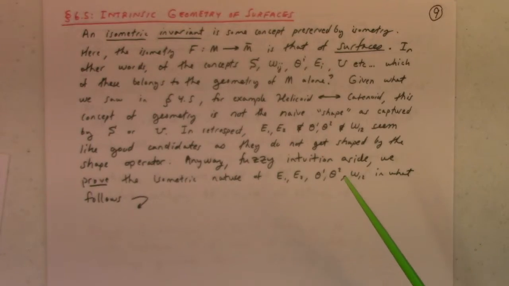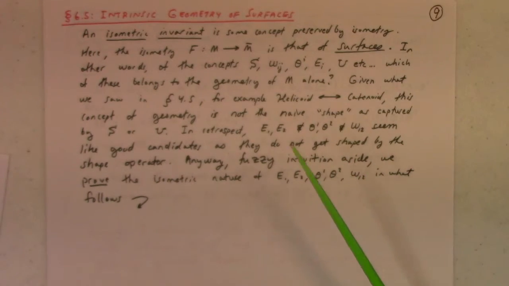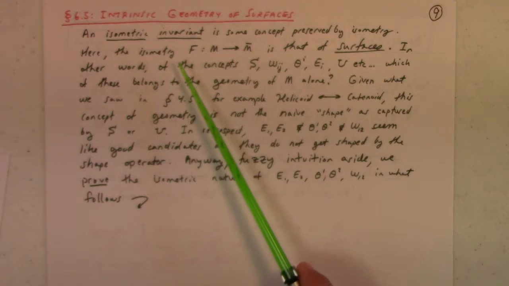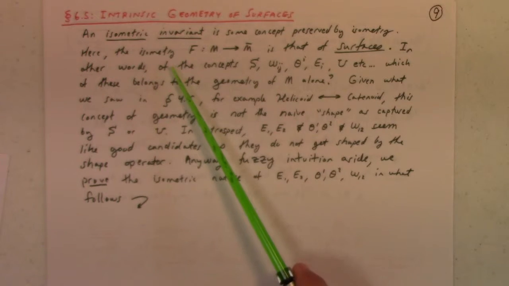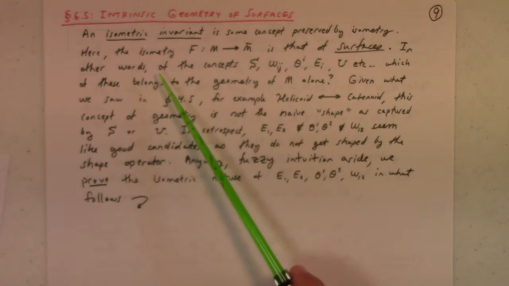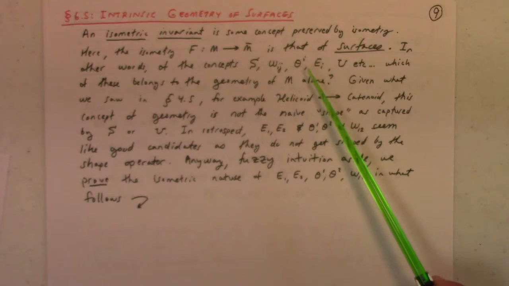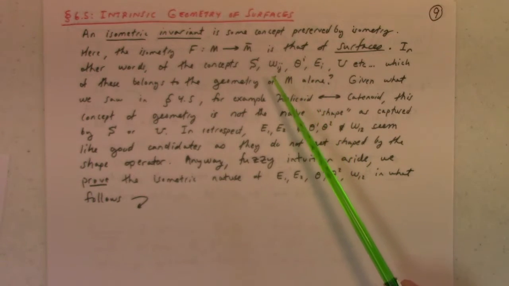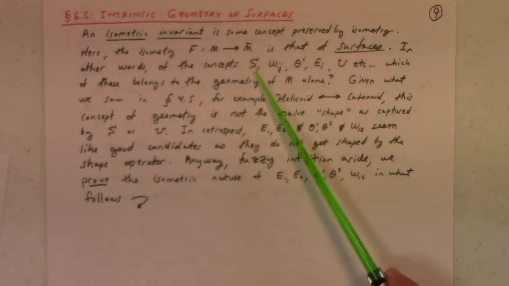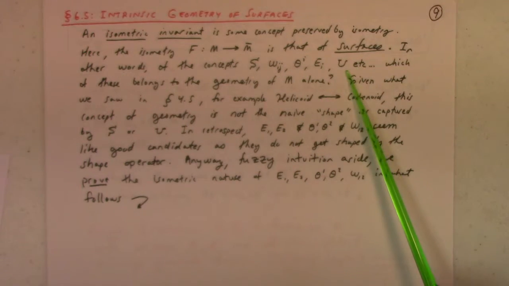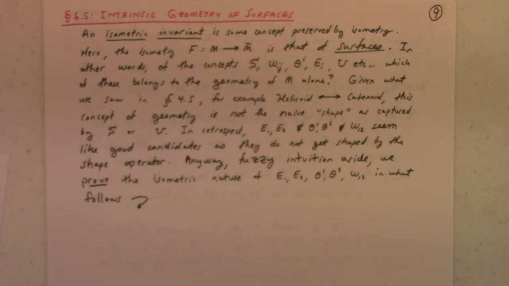Moving along, section 6.5. The intrinsic geometry of surfaces, an isometric invariant, what is it? It's a concept that's preserved by isometry. In other words, we'd like to figure out what concepts on the surface are isometric. So you have the shape operator, the connection forms, the coframe, the frame, the unit normal. Which of these belongs to the geometry of the surface alone?